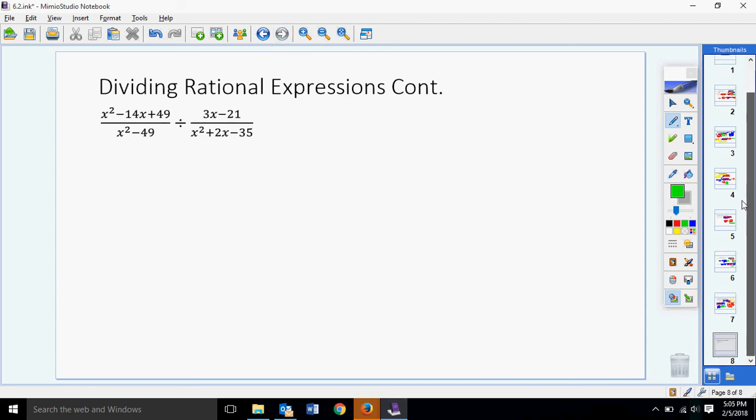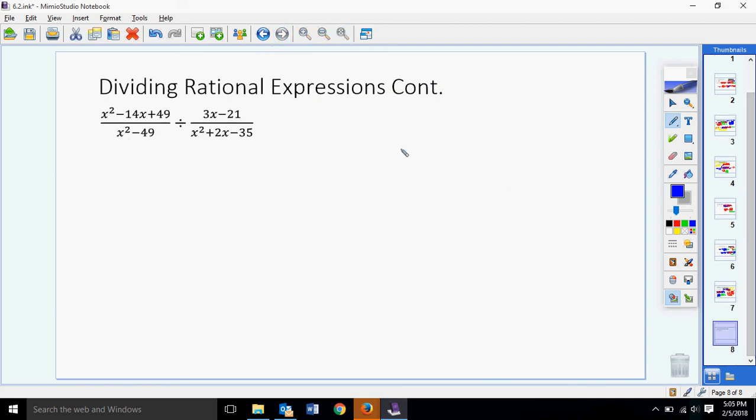Okay, one more example. I want to rewrite this, so as soon as you see the division problem, keep your first fraction the same. Think about how you would factor that. Change division to multiplication and flip your second fraction. So 3x minus 21 goes in the denominator. X squared plus 2x minus 35 goes in the numerator.